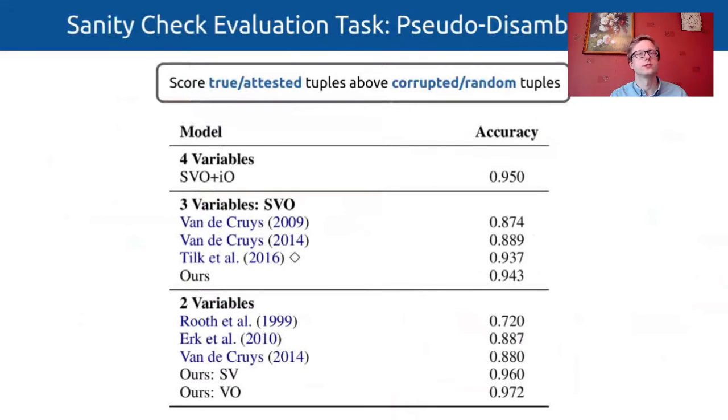We evaluated this model on several different tasks, and the first one we'll look at is the task of pseudo-disambiguation, where the goal is to identify which tuples are correct and which ones have been randomly corrupted. We can do this with different number of roles, and we experimented with up to 4 different types by adding the indirect object also to the subject-verb-object tuple. In all settings, from 2 to 4 different types, this model gets very good results and manages to outperform previous work.